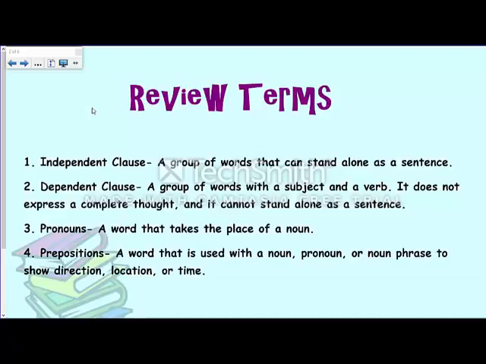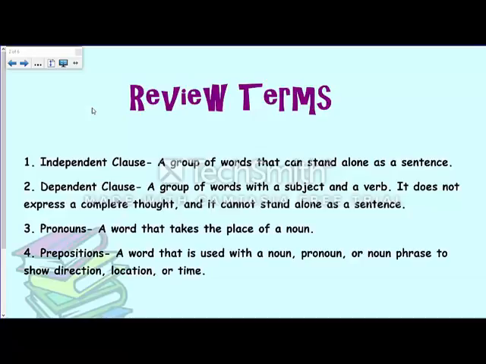Number 3 is pronoun, a word that takes the place of a noun. For example, she is a pronoun. Instead of me saying Madison looks pretty today, I would say she looks pretty today, she being the pronoun.